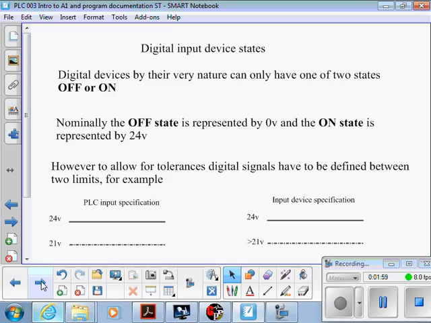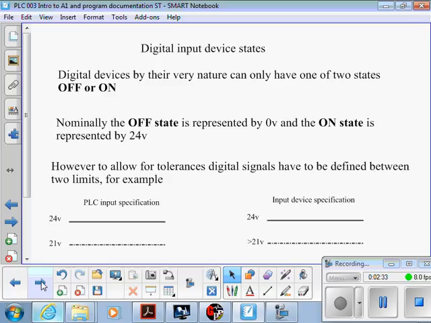Digital input devices. Well, digital, the very nature of them, means that they can only have two states. They're either on or off. In old parlance, logic 1 being on, logic 0 being off. Okay, there's a number of different ways people talk about it. Normally the off state is represented by 0 volts at the input terminal and the on state represented by 24 volts, for example, dependent upon manufacturer.